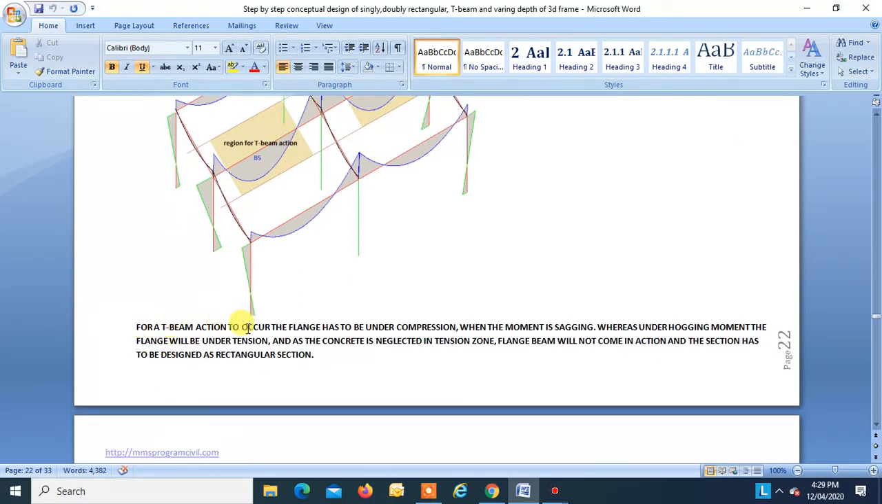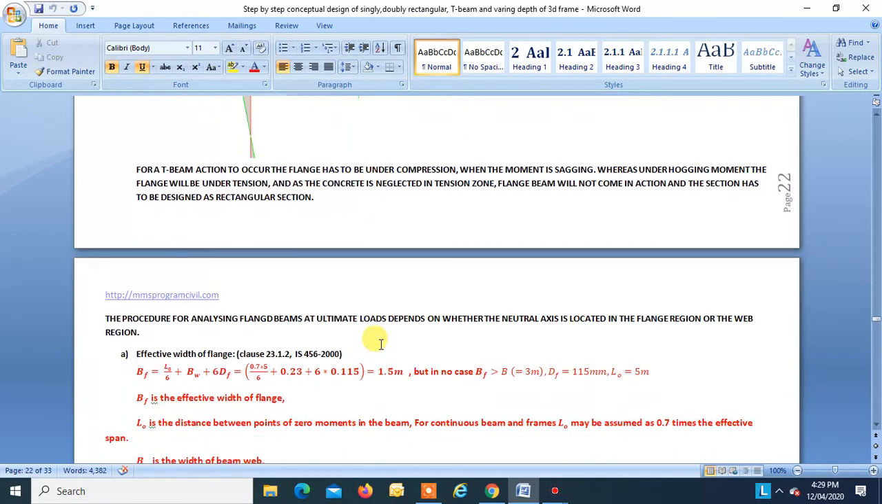For a T beam action to occur, the flange has to be under compression when the moment is sagging, whereas under hogging moment the flange will be under tension, and as the concrete is neglected in tension zone, flange beam action will not come in, and the section has to be designed as rectangular section, which I just explained.